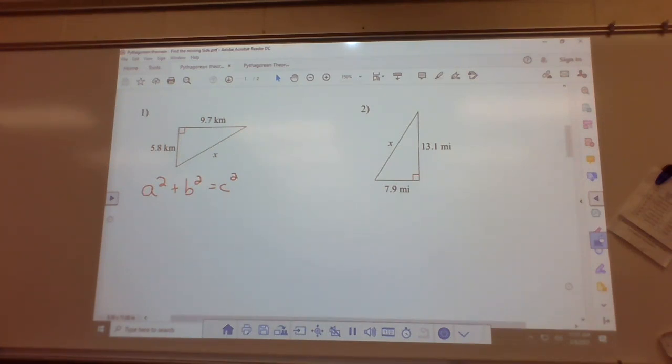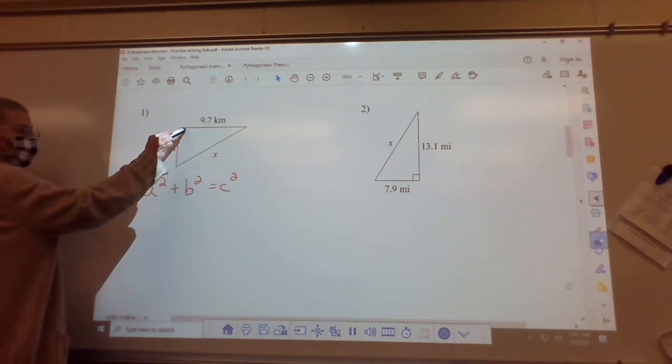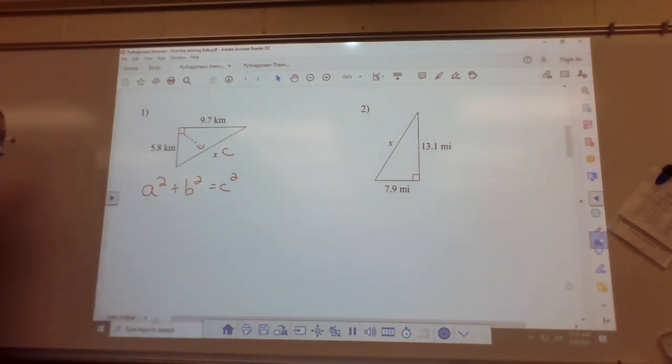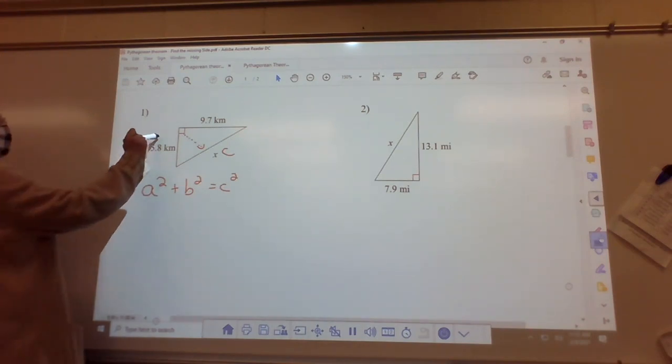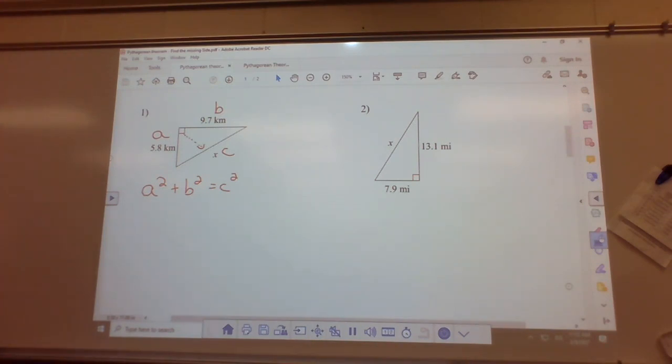Looking at the triangle, which side is the biggest side of number 1? The x. It's always going to be across from the 90. So here's my 90. If you're not sure which one it is, think of it as an arrow that always points to the C. The A and the B are these two sides, and they can be switched. But the C has to be the biggest side. Otherwise, it isn't going to work.